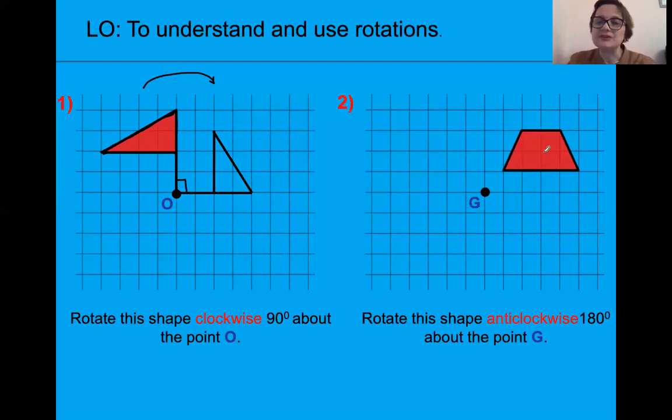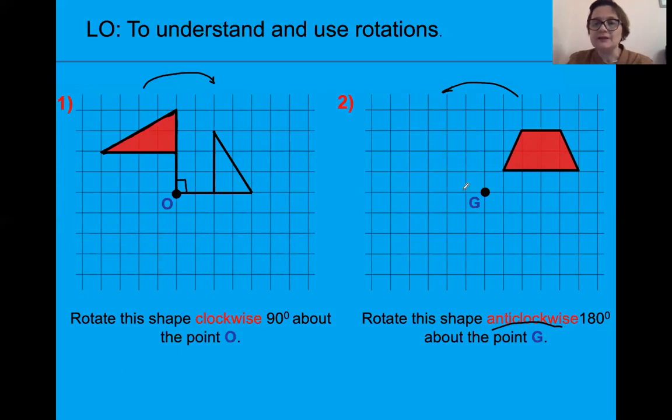The next 2D shape, as you see, is a trapezium. And we are going to rotate the trapezium anti-clockwise, which means this way. Pay attention always to whether it says clockwise or anti-clockwise, because this makes a very big difference to the solution. And it is 180 degrees about the point G.